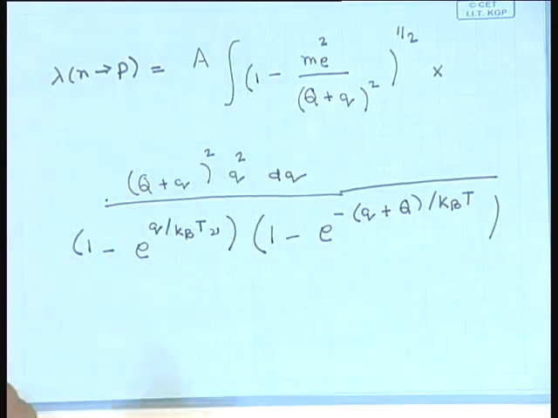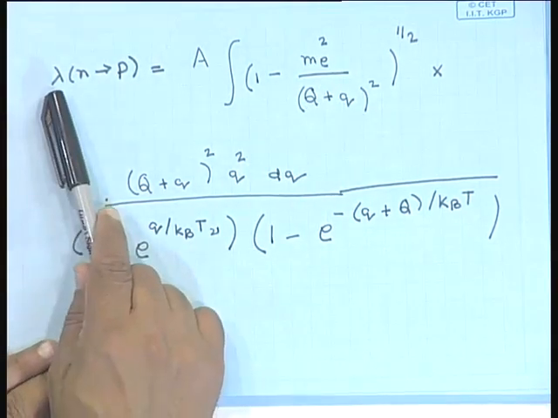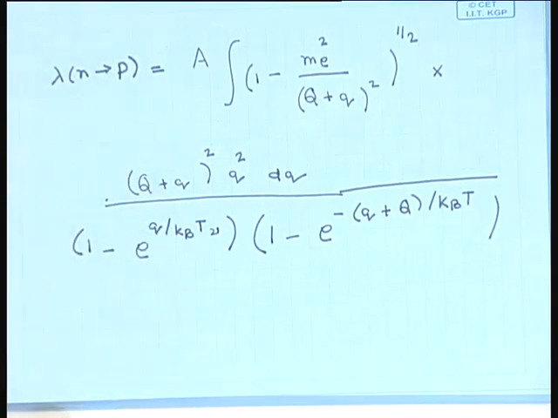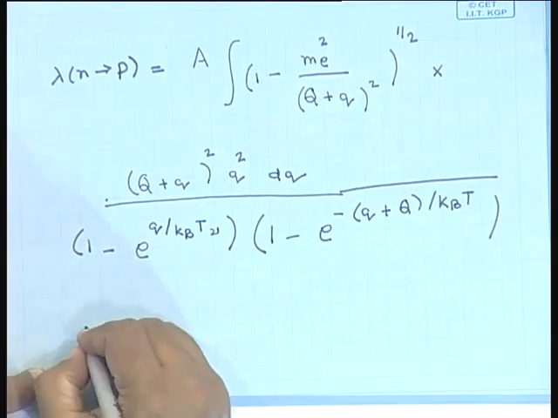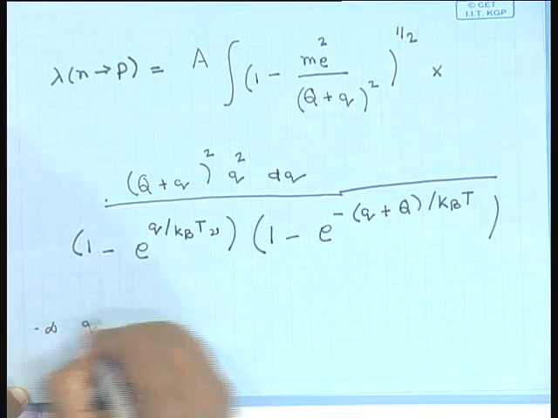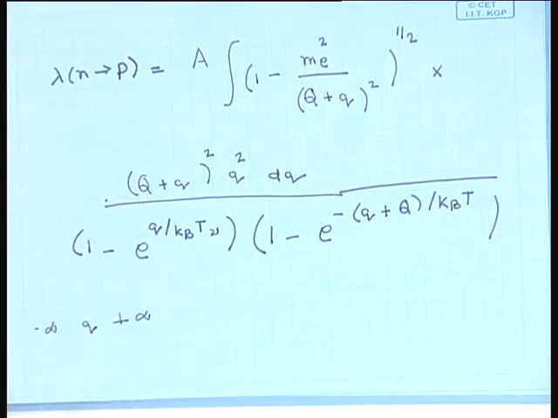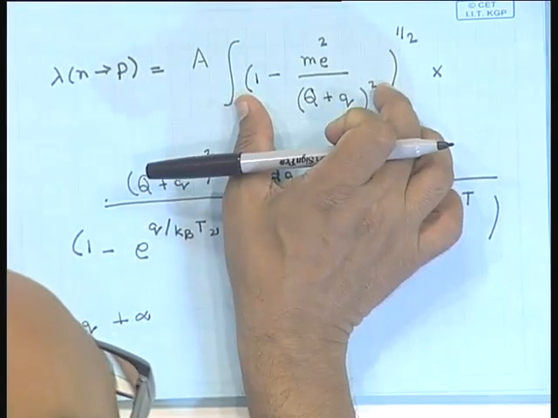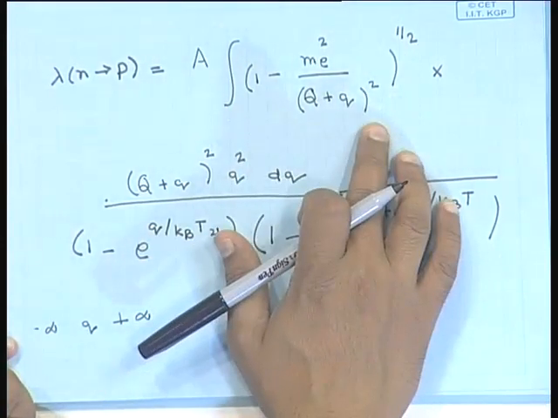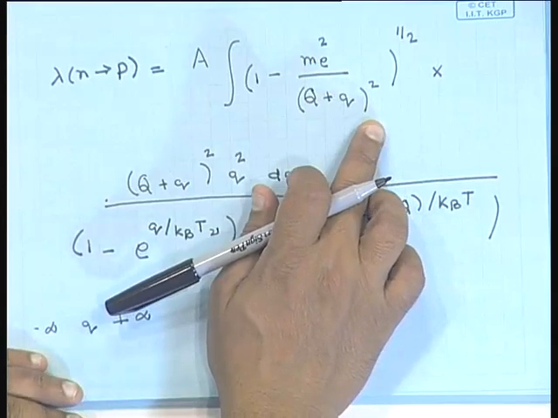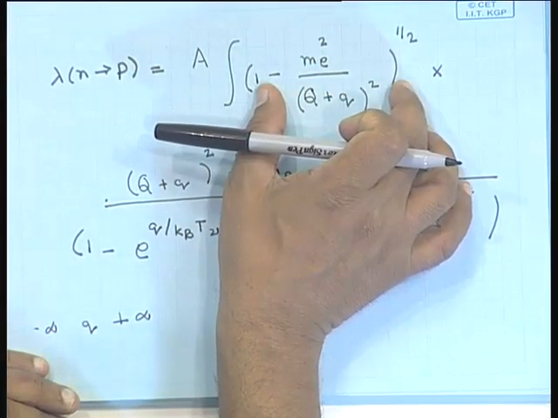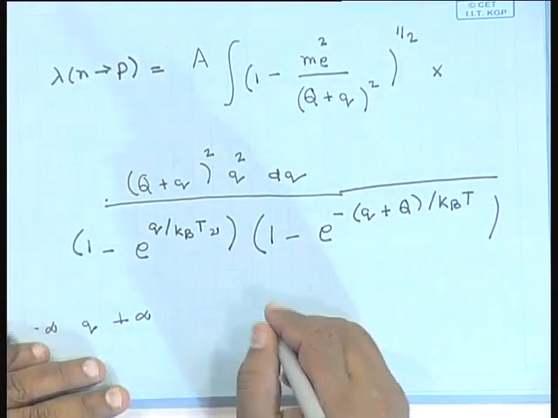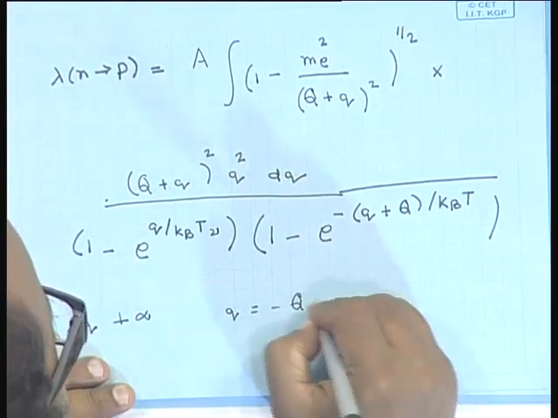Okay. So this integral will give you the reaction rate from neutron to proton. The integral is over the variable q, and q runs from minus infinity to plus infinity. You have to leave out a part of this integral, the part where this becomes negative, because if it is negative, the square root cannot be taken, it cannot be a real number then. So one has to leave out the part where this is negative, and that part is q equal to minus Q minus m e.